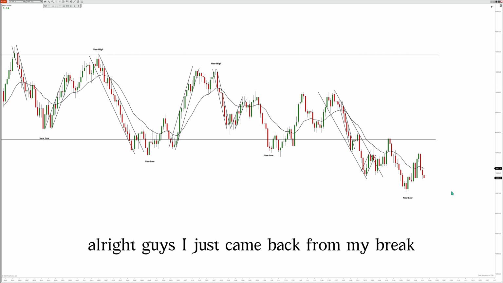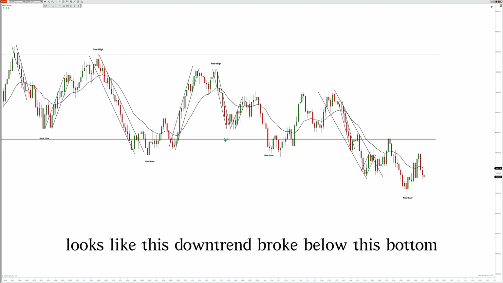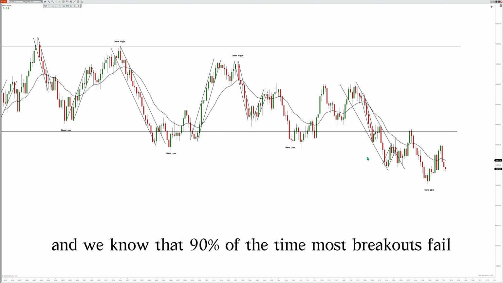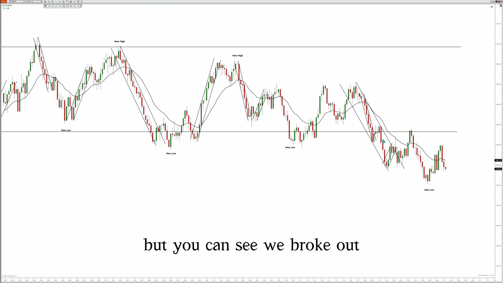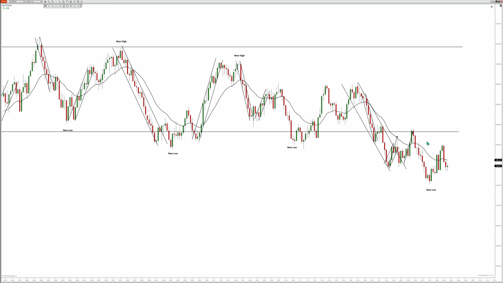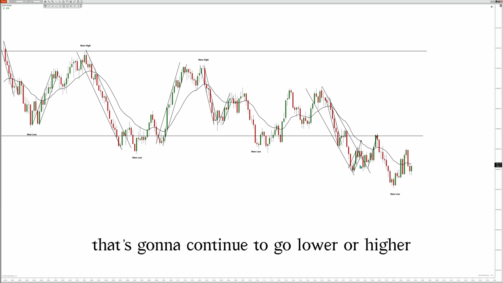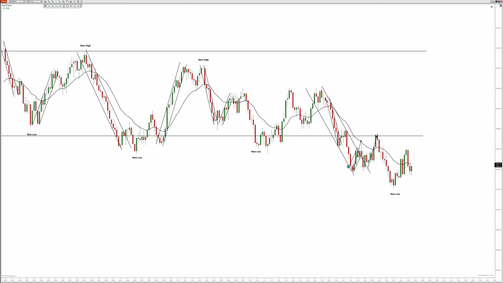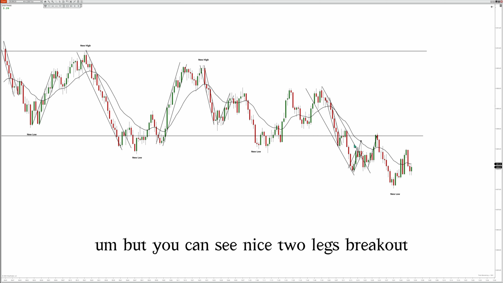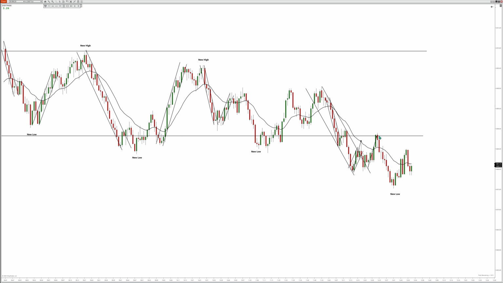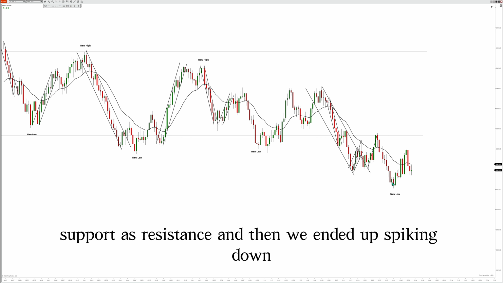All right, guys, I just came back from my break. It looks like this downtrend broke below this bottom support level here. And we know that 90% of the time most breakouts fail, but you can see we broke out, came back and tested this. It's a breakout pullback pattern. You can see 2 legs. This is what you like to see when a breakout is going to continue lower or higher, depending on which side you break out. You can see nice 2 legs, breakout, pullback, retest of this support as resistance, and then we ended up spiking down.